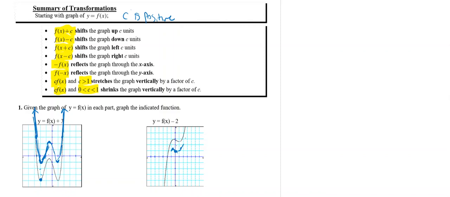I'll bring this one down 2 units also. And I'll bring this one down 2 units. So something like this. Everything got shifted down 2 units. So these are vertical shifts. You'll get some practice with that in the homework. You can also look at more examples in the book.